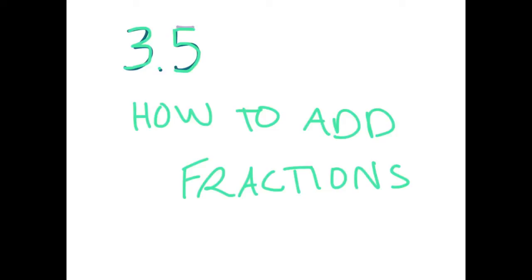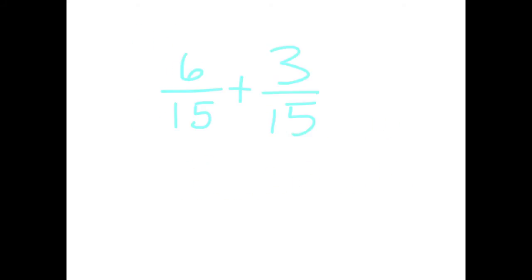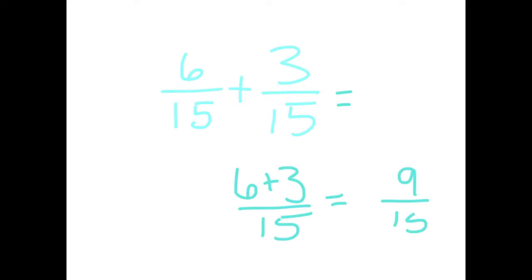3.5, how to add fractions. Our first equation is 6 over 15 plus 3 over 15. You can then write it down as 6 plus 3 over 15, which gives you the answer of 9 over 15. But you can reduce it down by 3, so your final answer will be 3 over 5.